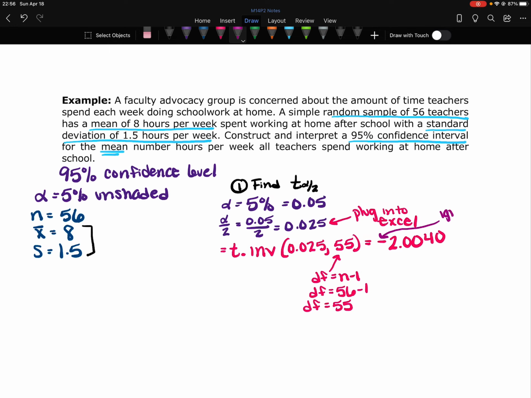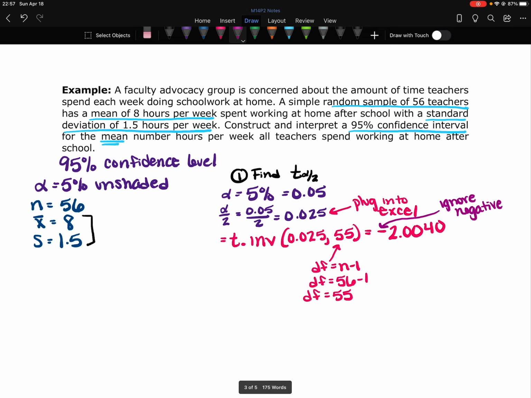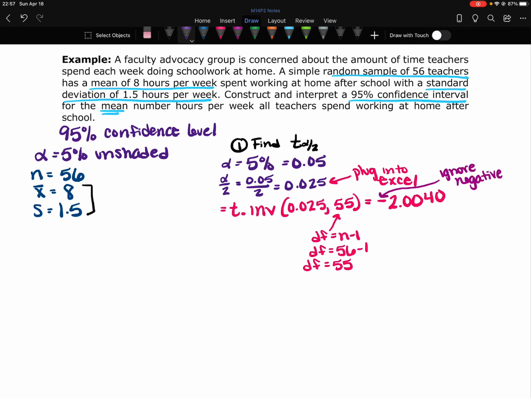Just like we did before, we're going to ignore this negative. We want our t alpha over 2 to be a positive number. So my t alpha over 2 is 2.004. I don't need that 0 at the end. It does nothing, so I'm not going to write it.